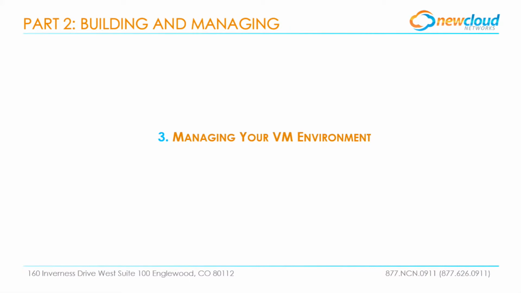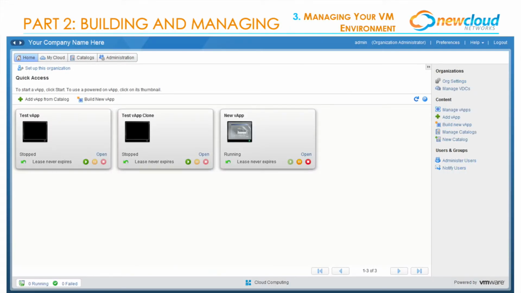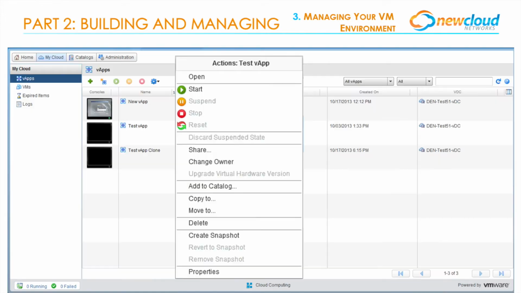Three, managing your VM environment. To access specific management tools for your vApps, you can simply right-click on them directly on the home screen to open a list of actions. You can open the vApp, start, suspend, stop, or reset the vApp, discard the current suspended state, share the vApp with other users, change owners, upgrade virtual hardware versions, add this specific vApp as a template to Catalog, copy or move the vApp, delete the entire vApp, create, revert, or remove a snapshot, and of course, properties to see specific settings of the vApp and its virtual servers.